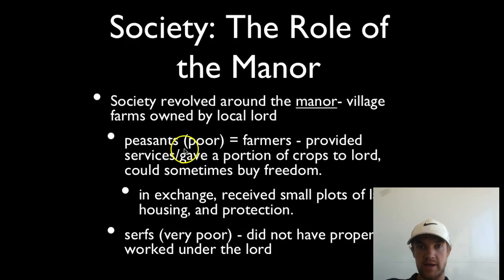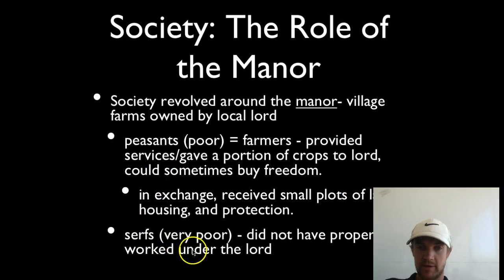And then societies are organized around a manor. A manor is a village farm owned by a local lord. We talked about the peasants. They're the poorest, the farmers, and they provide services and give a portion of their crops to the lord. Eventually they could buy freedom in certain situations, very rarely. But what they get in exchange is a small plot of land. It's theirs, housing, protection, and they are guaranteed their life in most situations.